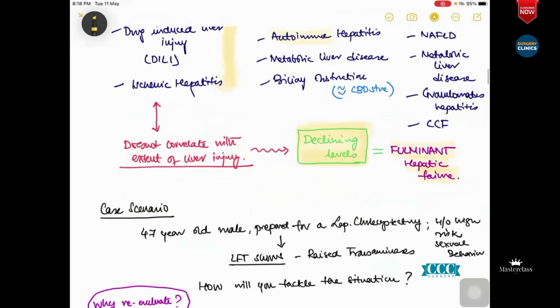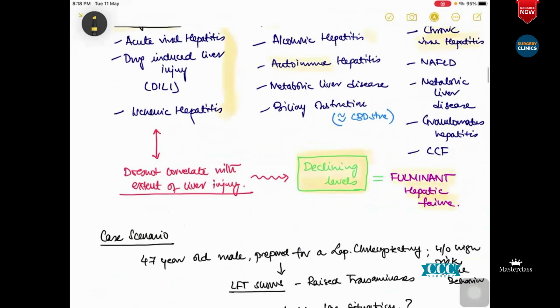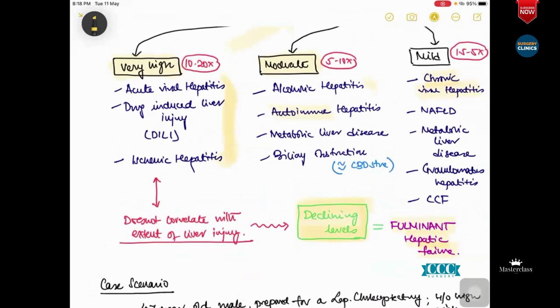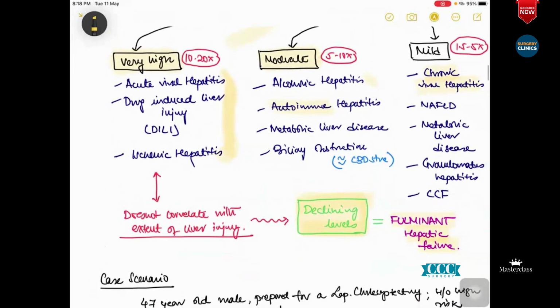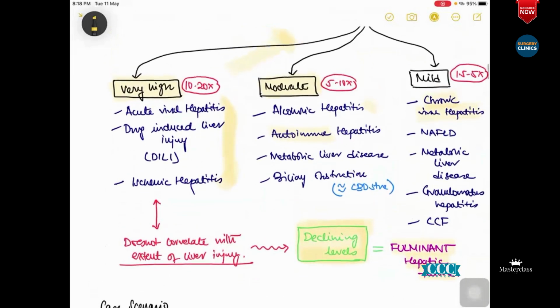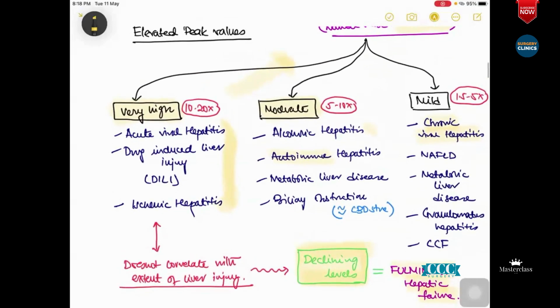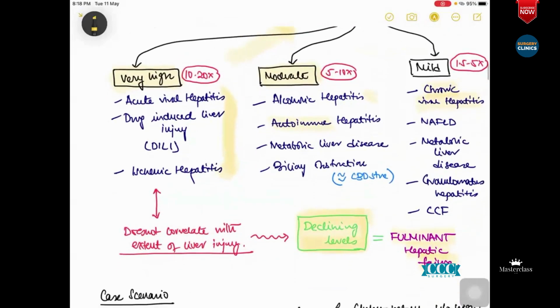Hello. Sir, in case of hepatic injury, if the liver hepatocyte is not able to synthesize the enzymes, then why will it get raised in the first case? That is what I'm saying, that this will not correlate with your extent of liver injury, isn't it? So you will get very high patterns, but the thing is that you will get a declining pattern. The question will be asked.